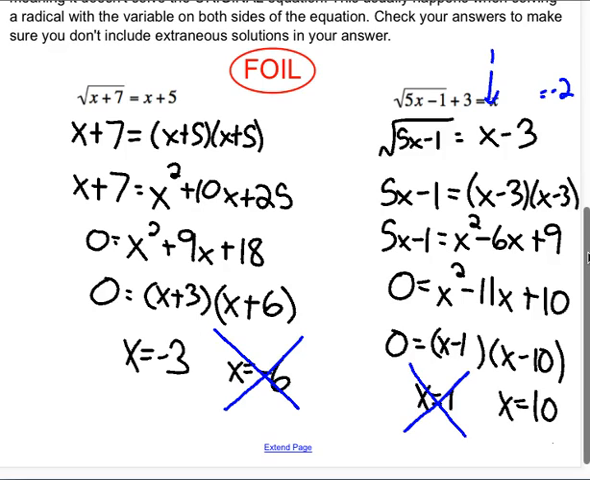So that's kind of the big idea of what we're doing today. Whenever you have the situation, make sure you're aware of foiling. Then when you ultimately get a quadratic, you're going to have to move everything to one side, factor it, and then check your solutions.